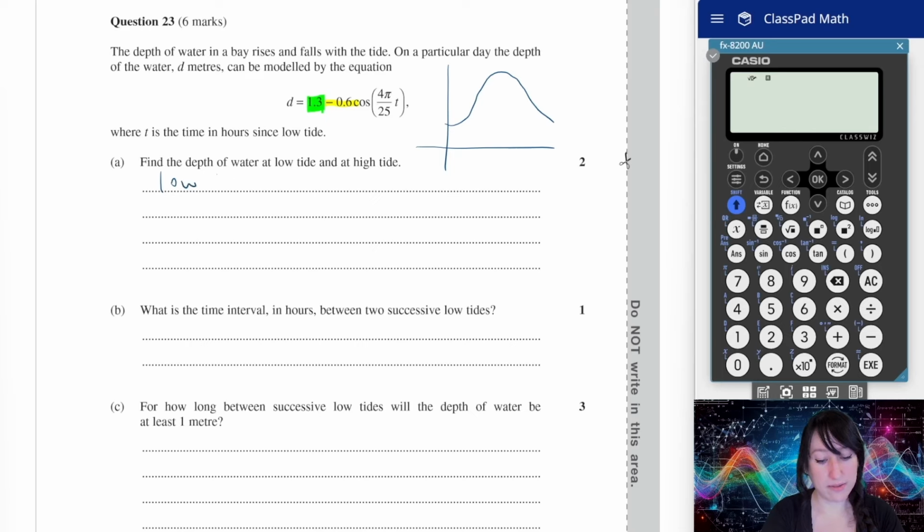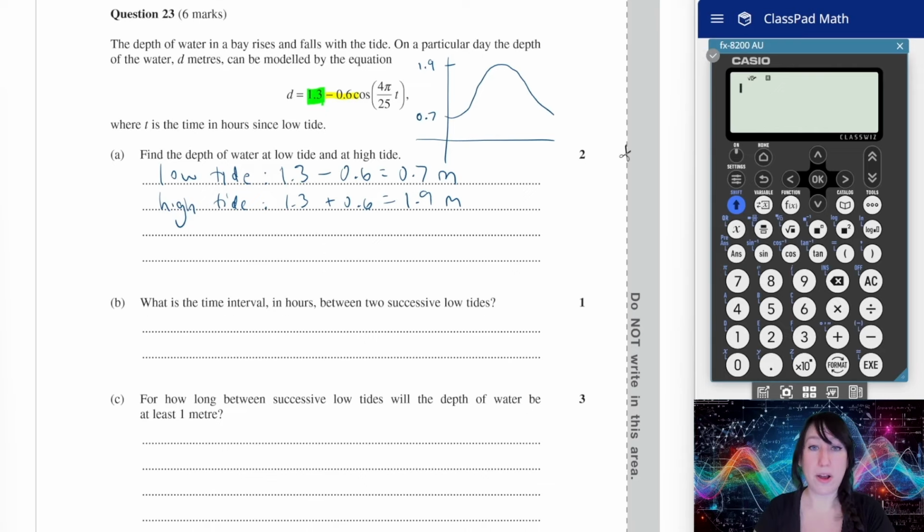So the low tide will be 1.3 minus 0.6, so 0.7 meters, and the high tide will be 1.3 plus 0.6, so 1.9 meters. Part B. What is the time interval in hours between two successive low tides? So now we need to consider the period of the cosine graph.